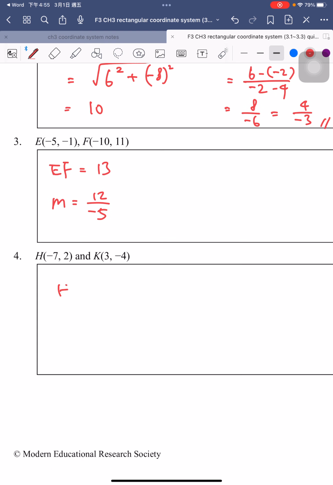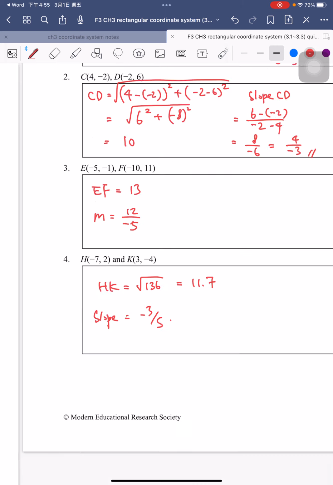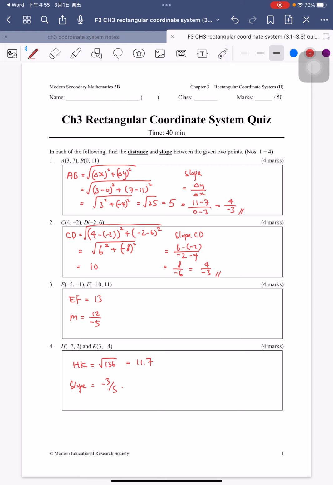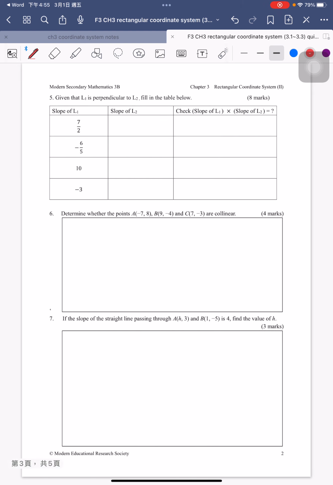And so for HK, it's going to be equal to the square root of 136. And if using your calculator, you can get three significant figures. It's going to be equal to 11.7. And then for the slope, it's going to be equal to negative 3 over 5. So check your answers by yourself and then let me know if you get it wrong. Okay, so turn to the next page.